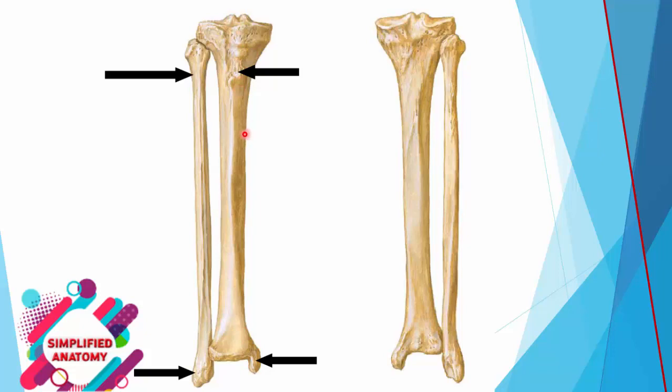About the surfaces of the tibia, this is called medial surface, this is called lateral surface, and this is called posterior surface of the tibia. This is medial malleolus. The muscle related anteriorly is tibialis anterior. The muscle related posteriorly to the medial malleolus is tibialis posterior muscle.